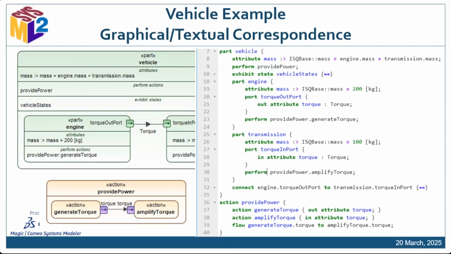It's collapsed. Here's the part engine, and you can see its attribute, its port, its action corresponds to what's in here. Similarly with the transmission, here's this action, provide power down here with 2 nested actions and a flow. So that's what you're seeing down here. So when I say provide power, I'm actually referring to this. So this provide power here is referring to this provide power. And so your takeaway here is that the textual syntax and the graphical syntax are just 2 different renderings of the same underlying model.